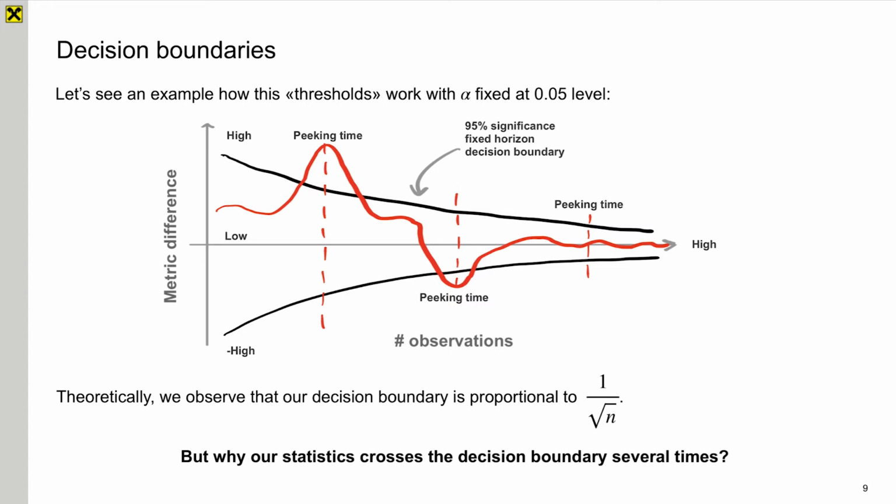We see that there are two black lines which represent our fixed horizon decision boundary. The red line shows the effect as we obtain some number of observations. And if we look precisely, we will see that sometimes our effect crosses our decision boundary. And if we peek at this time, the test will say that the effect exists, even though in the end our A/B test showed us that the null hypothesis is true.